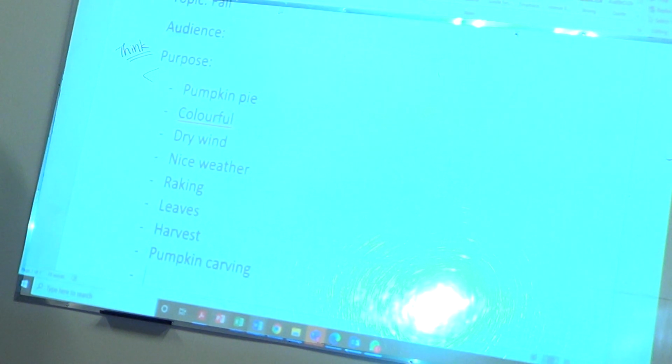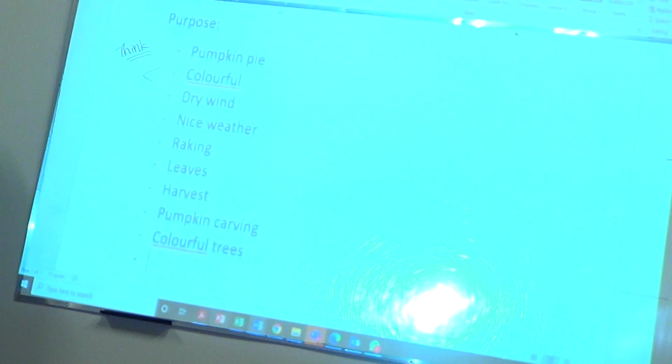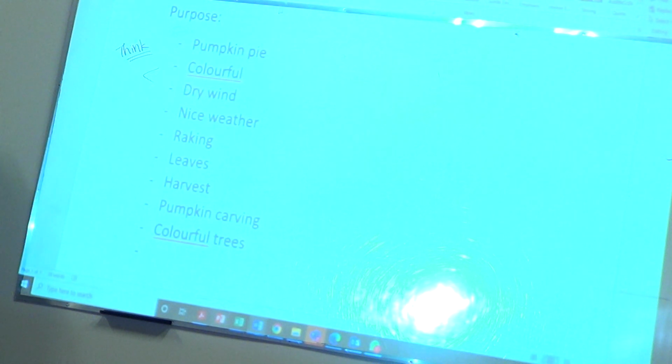Yeah, I guess you have colorful, but we wrote down colorful leaf, colorful trees. Is that everything? Okay, can we think of anything else? So we got pumpkin pie, colorful, dry wind, nice weather, raking leaves, harvest, pumpkin carving, colorful trees.